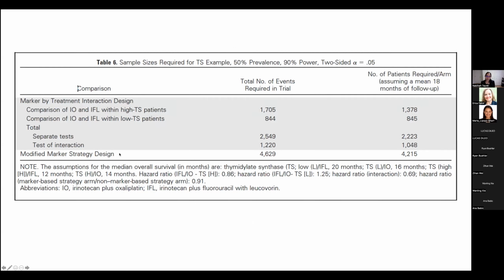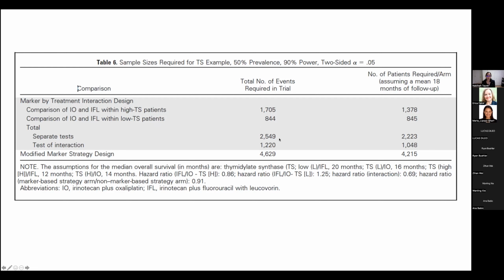So here are their sample sizes. And so let's just look at the number of events required. And you can see these are all very large. And so when you have these kinds of studies, what you are doing is a prospective subset analysis. And so you're going to have very large sample sizes.